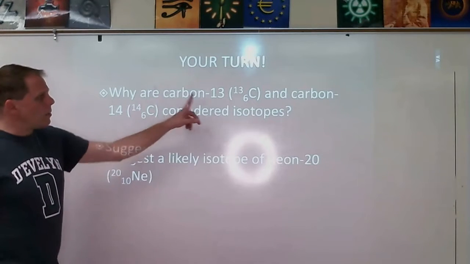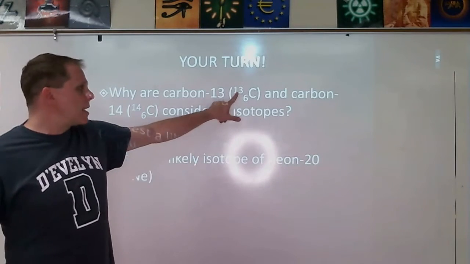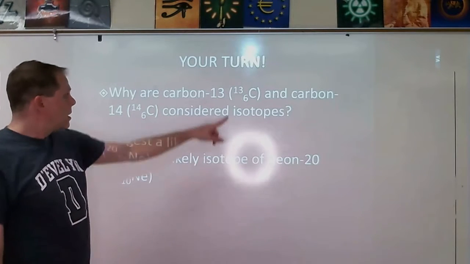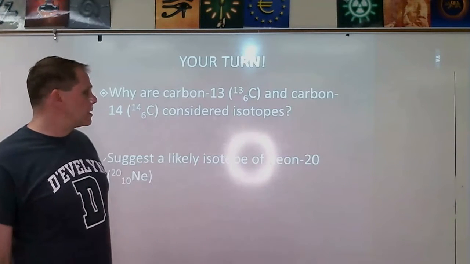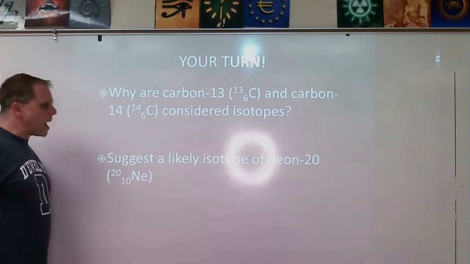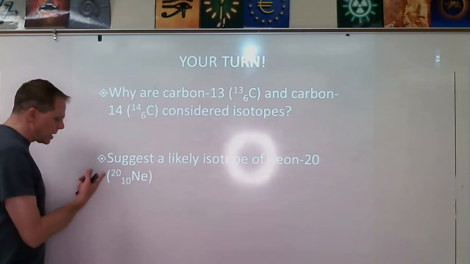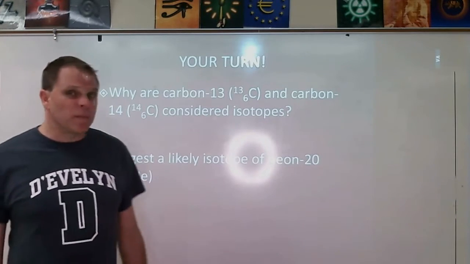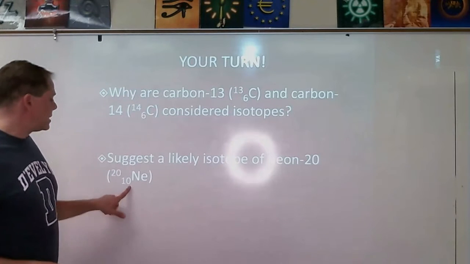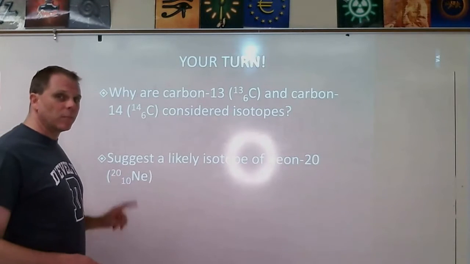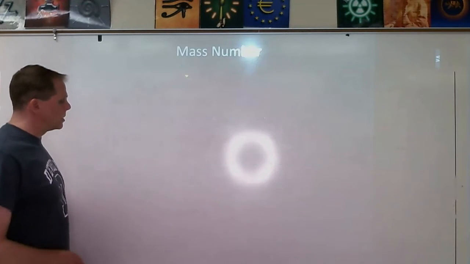So why would carbon-13 and carbon-14 be considered isotopes? Because they have, pause it, different numbers of neutrons. Carbon-14 has 8 neutrons, carbon-13 has 7 neutrons. What would a possible isotope of neon-20 be? Pause it, and we're back. An isotope might be neon-21 or neon-19, both still having 10 protons but different numbers of neutrons. Neon-21 would have 11 neutrons, neon-19 would have 9 neutrons, okay?